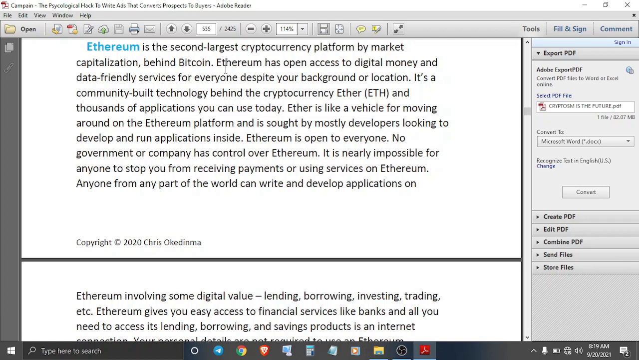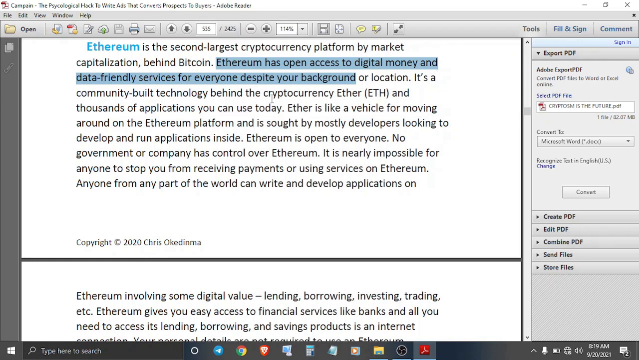Ethereum now has open access to digital money and data-friendly services for everyone, despite your background, your location, your well-being, and all that. Now this Ethereum community built a technology behind the cryptocurrency Ether.